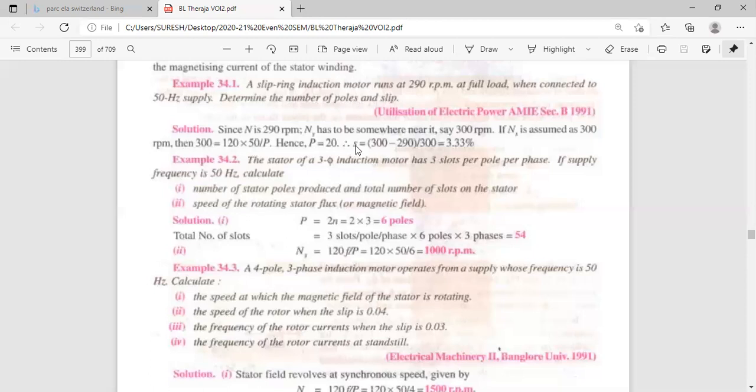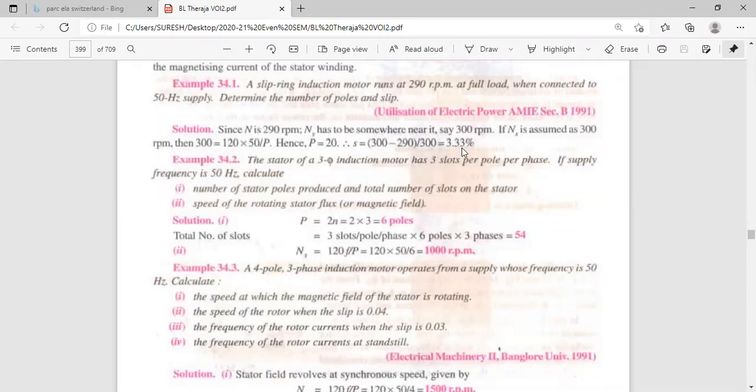What is the formula for slip? S is equal to Ns minus N by Ns. Okay. Ns is 300, N is 290, divide by Ns, 300. Slip we are getting 3.33%. Slip is 3.33.